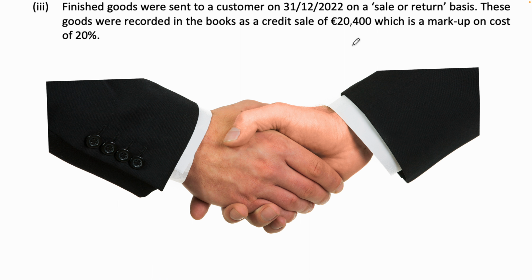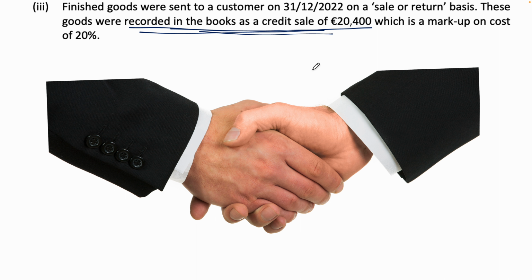So we should not have recorded that in the books, because a sale or return basis is when we're saying, come here, you can try and sell them. If you sell them, happy days, we'll send you an invoice then and we'll charge you. Sale or return though, we're not going to charge you until you tell us you've sold them. So they should not have been recorded in the books as a credit sale. So we need to rewind this, okay?